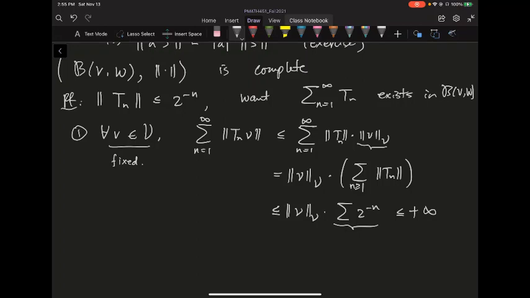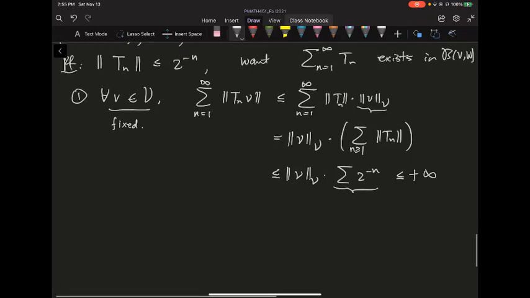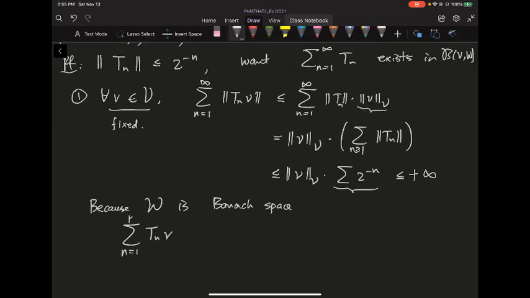This is bounded. So you have a sequence of vectors Tn of V, and the sum of their norms is bounded, so they are absolutely convergent. And in a Banach space, when the sum of the norms converges, then the series has to converge as well. Because the space W is a Banach space, consider the summation of Tn of V, with n going from 1 to k, where k goes from 1 to infinity. This is a sequence of vectors in this Banach space.